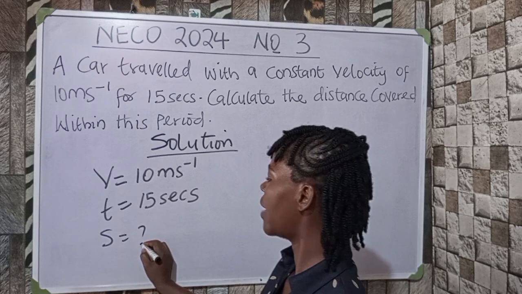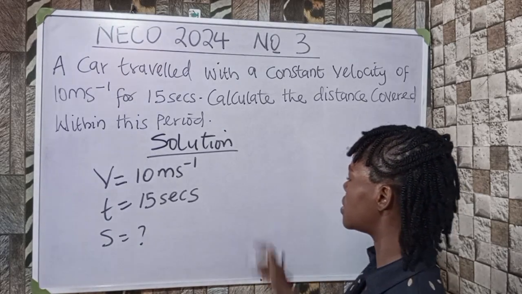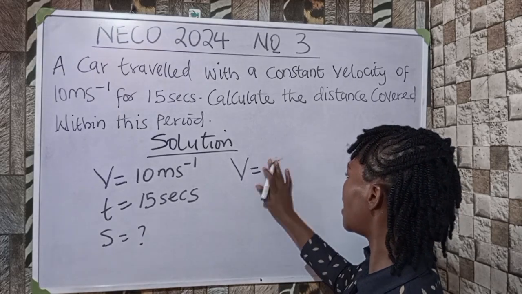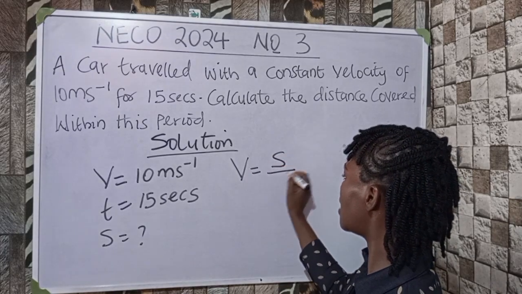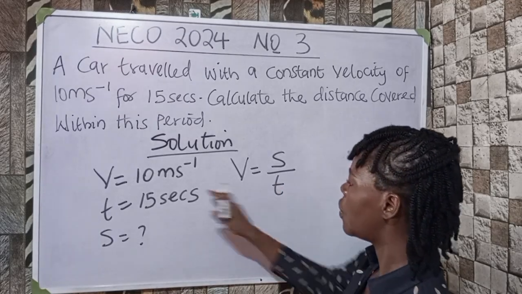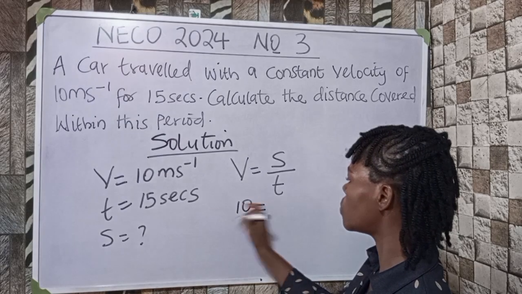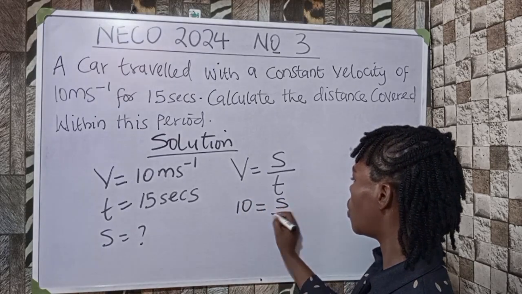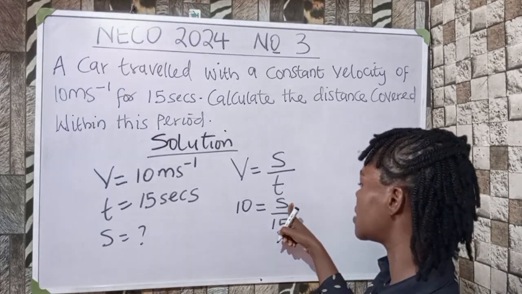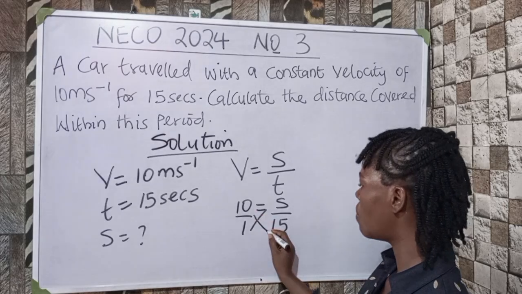Distance is what? x. There is a relationship between distance and velocity. Velocity is equal to distance all over time. So let's substitute our values. We have velocity as 10. We have 10 is equal to distance, which is unknown, all over time, which is 15. Because we are looking for the distance, I will say this 10 is over 1. I say cross multiply.